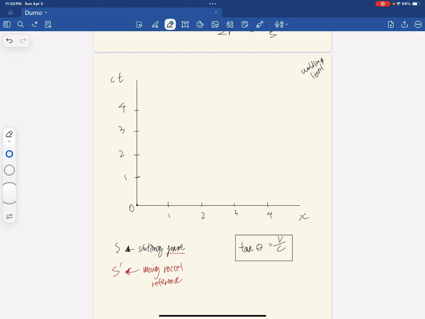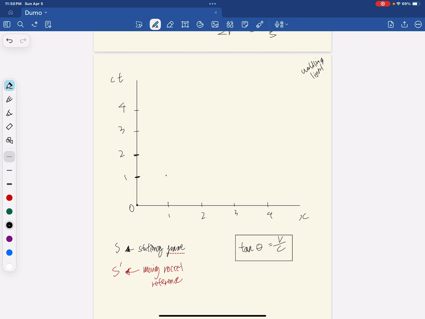Okay, so let's first plot the world line of a photon. This is our origin, and the origin is the time and the x-coordinate where we first emit our light, and let's say that's 0, 0. So after 1 year of light traveling, how far is it from our origin? It's going to be 1 light year away. Oh, sorry, it's going to be right over here.